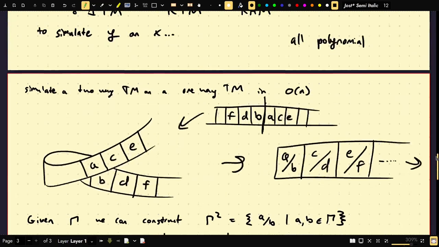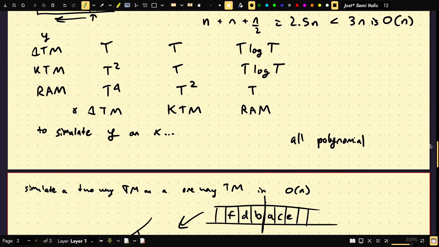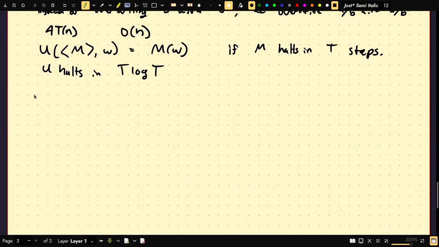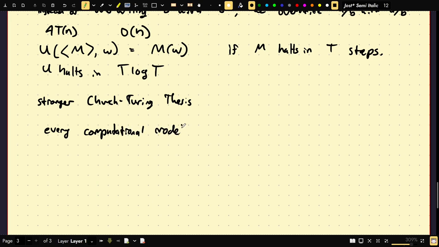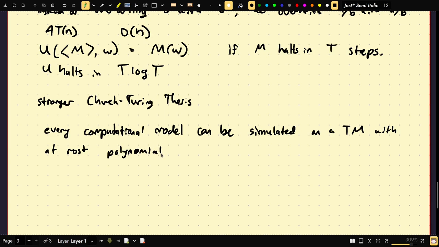Again, I made some exemplary table about why the model does matter. You have all these different terms, but they're all polynomials. So to that, I can give you what's called the stronger Church-Turing thesis. Recall the Church-Turing thesis is that every computational model can be simulated on a Turing machine. The stronger Church-Turing thesis is the same thing, except that it adds that every computational model can be simulated on a Turing machine with at most polynomial overhead.